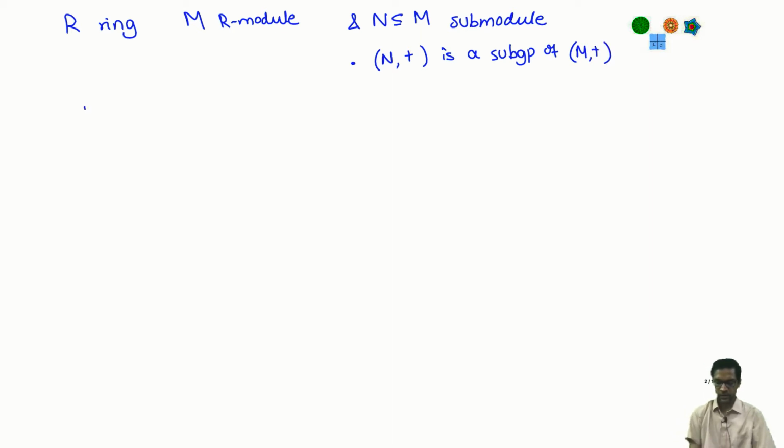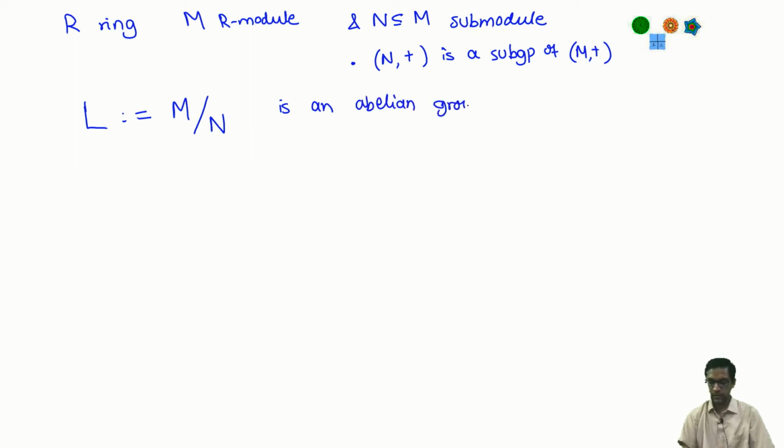and so we can define the quotient group. So recall, if I have a group and I have a normal subgroup, I can talk about the quotient. In this case, M is an abelian group, so M by N with this addition, I can talk about the quotient group, and in fact it's an abelian group. And what's the group operation?